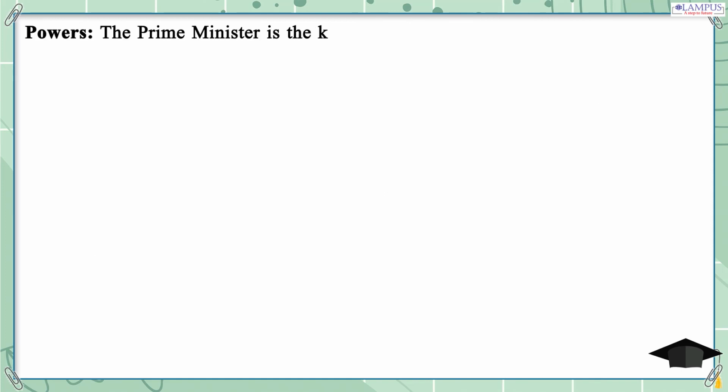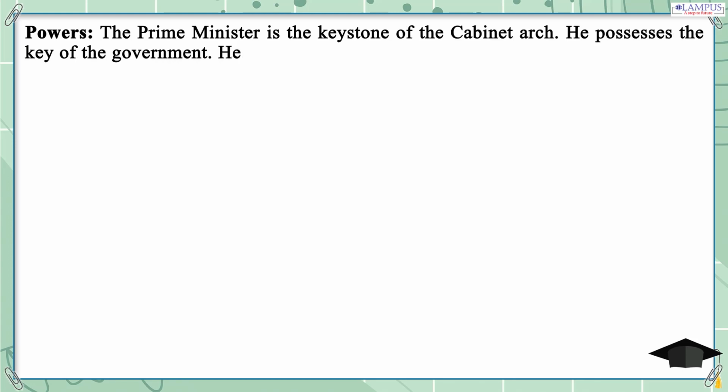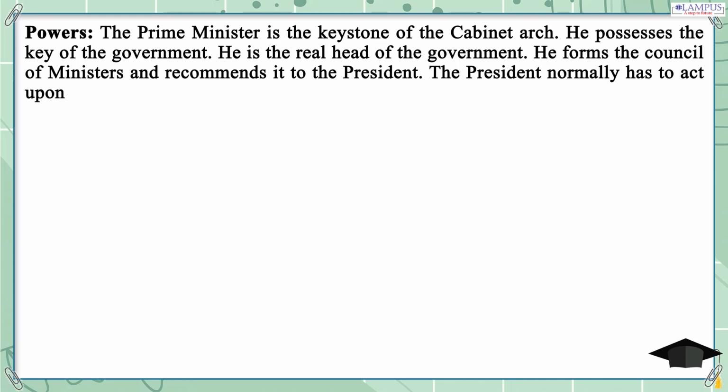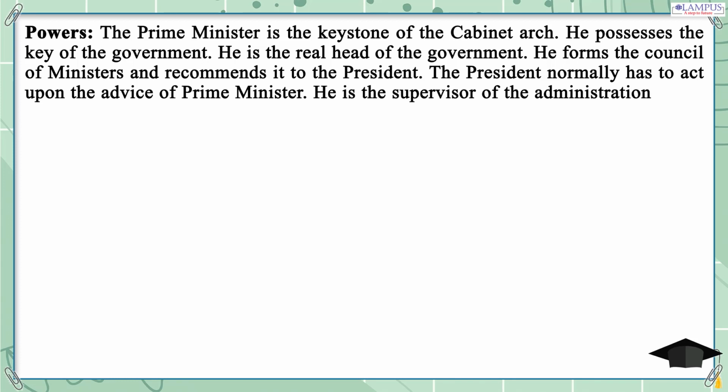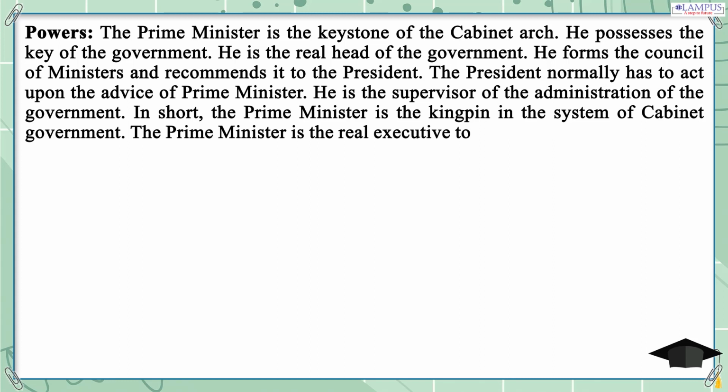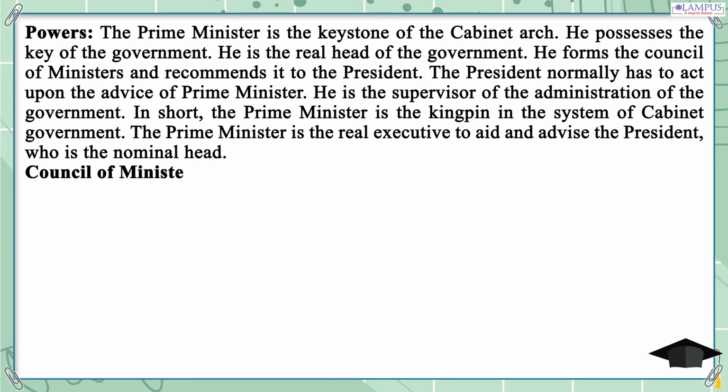Powers. The Prime Minister is the keystone of the Cabinet arch. He possesses the key of the government. He is the real head of the government. He forms the Council of Ministers and recommends it to the President. The President normally has to act upon the advice of the Prime Minister. He is the supervisor of the administration of the government. In short, the Prime Minister is the kingpin in the system of cabinet government. The Prime Minister is the real executive to aid and advise the President, who is the nominal head.